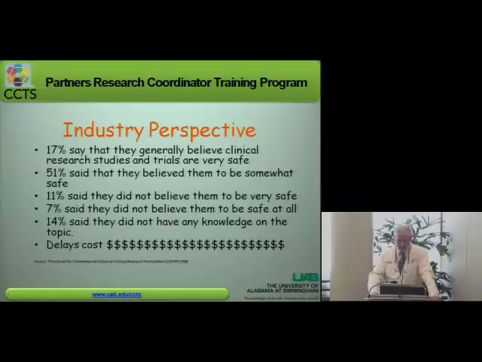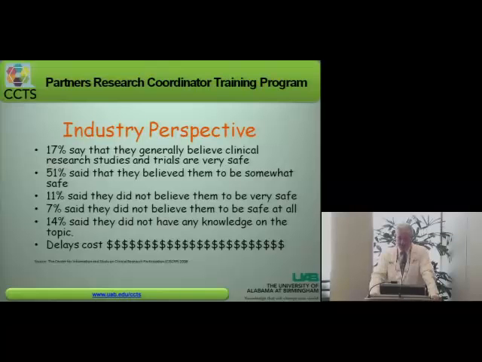Okay, I've changed this over from 2006. It was the Center for Information and Study of Clinical Research. This is the industry perspective about clinical trials. Only 70% in 2006 believed that research studies and trials were safe. 51% said they thought they were somewhat safe. 11% said they don't believe they're safe at all. And 7% said they did not believe them to be safe.